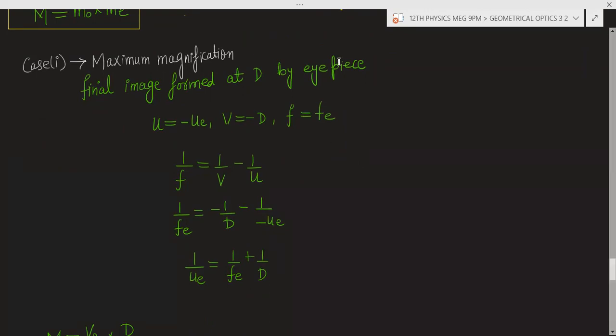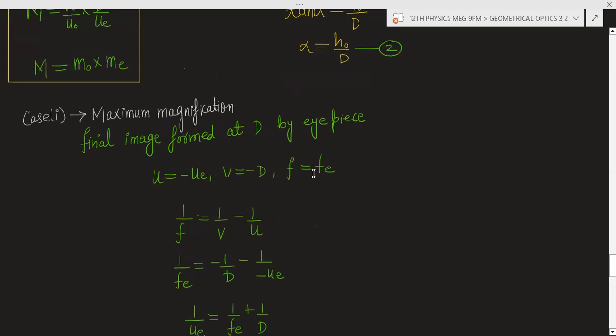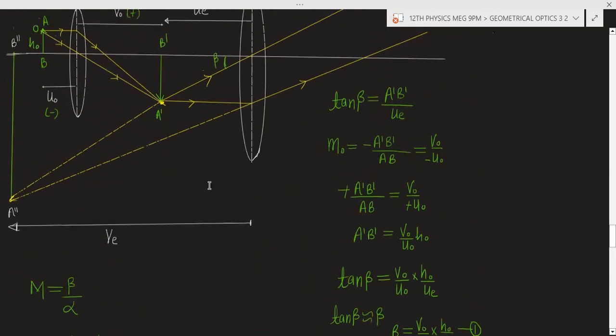Sir, but normal adjustment diagram. Actually, no, they will not ask you about the diagram for the normal adjustment. Mean this is the diagram for the normal adjustment.